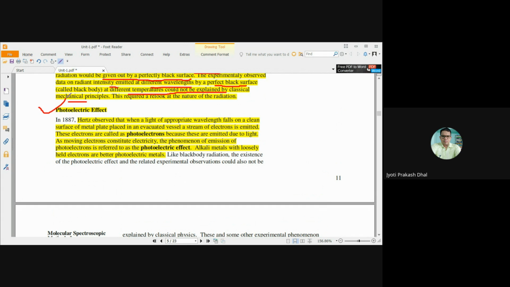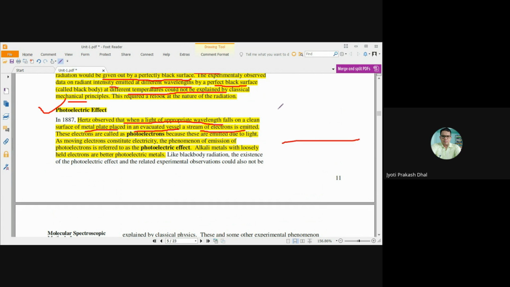So now let us discuss the photoelectric effect. Hertz observed that when light of appropriate wavelength falls on a clean surface of a metal plate placed in an evacuated vessel, a stream of electrons is emitted. So suppose this is a clean metal surface.